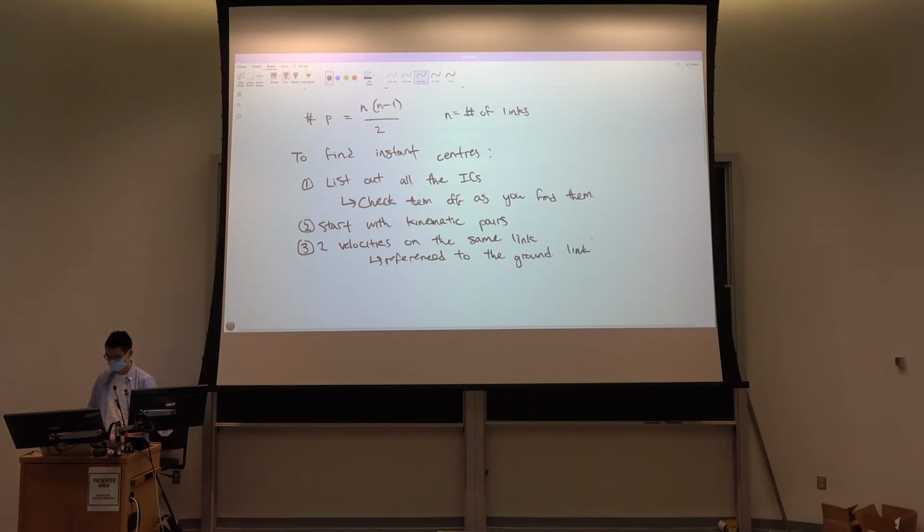So if you remember from class, this is where if you have a body and you know the velocity of one point, and let's say you know the velocity of another point, maybe like this, then you can use the method where you draw perpendicular lines and see where those perpendicular lines intersect. Right? So in this case, this point here would be the instant center.